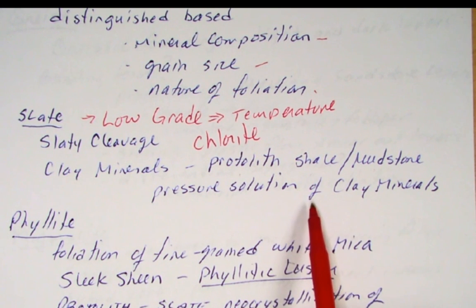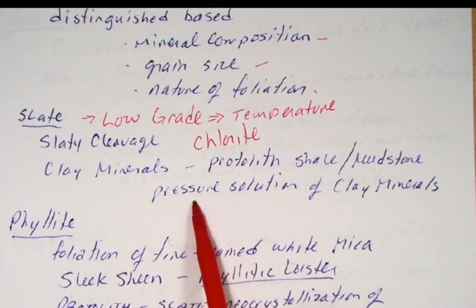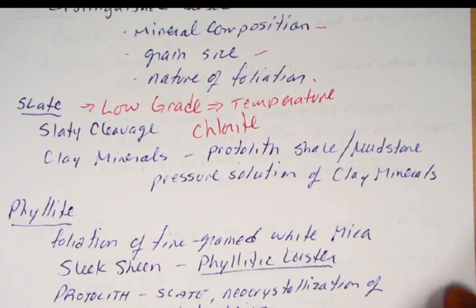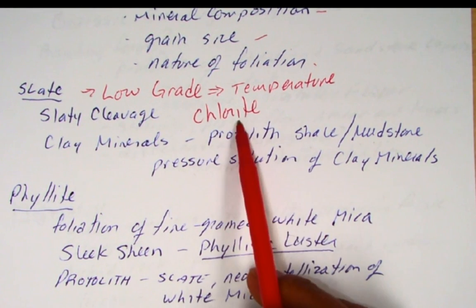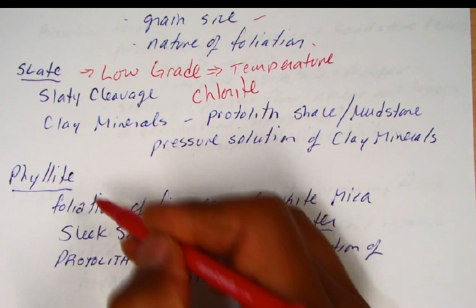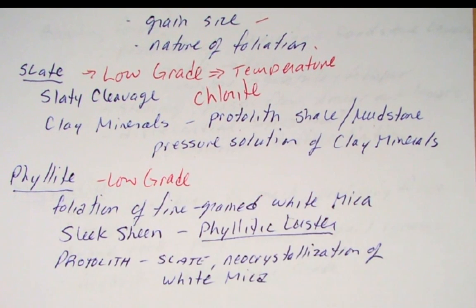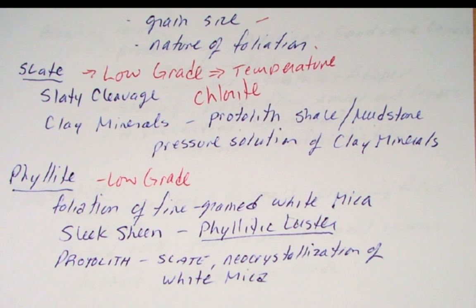And usually what happens to grow these clay minerals, we're going to have that pressure solution. Pressure solution is going to grow these clay metamorphic minerals. Chlorite is a good example. Now phyllite, again, this is going to be also low grade and a relatively low temperature. A little bit warmer, maybe higher grade than slate, but not very much, still in this low grade region.